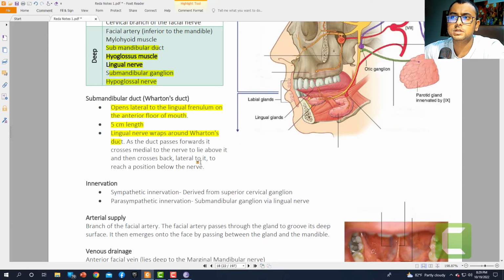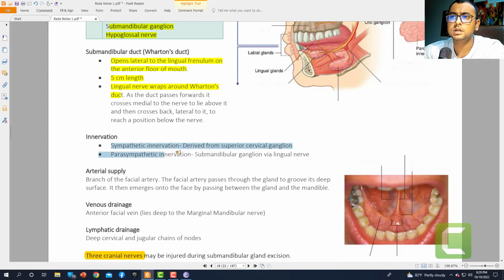The duct passes forward and crosses medial to the nerve. It will lie above it, then crosses back. Innervation: sympathetic innervation is derived from the superior cervical ganglion, and the parasympathetic innervation is from the submandibular ganglion via the lingual nerve.